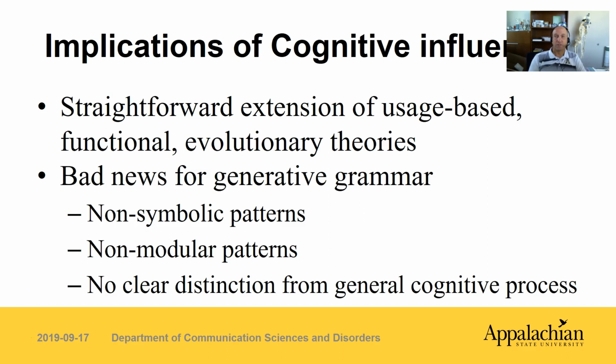So we have cognitive functional influences on phonological patterns. We can include these relatively straightforwardly in our usage-based or functional or evolutionary theories, but these are a problem for generative grammar. We've got a variety of non-symbolic patterns that are gradient. We also have interactions between phonology and other aspects of cognition, indicating non-modularity. And in particular, some of these patterns involving frequency over lexical representations don't really distinguish what's going on in language sound structure from other cognitive categories.